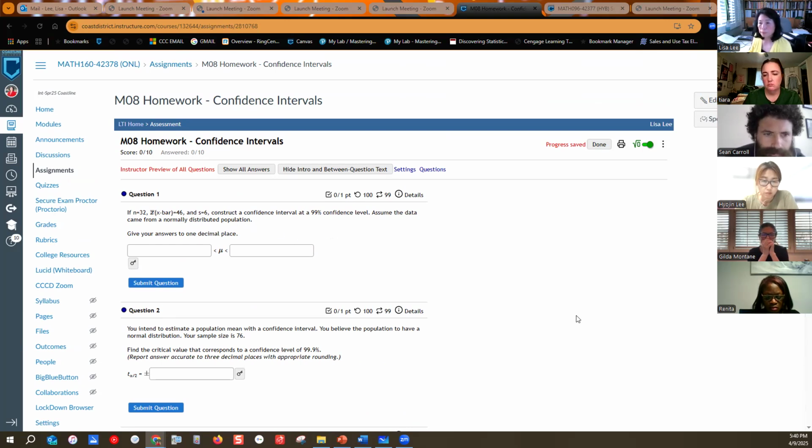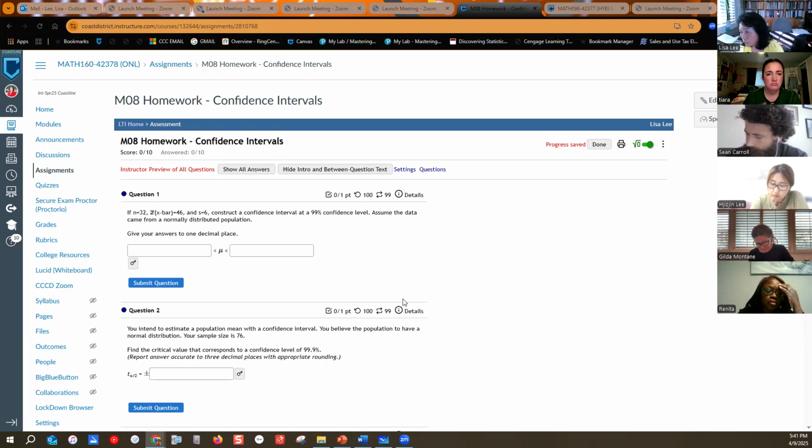For the population mean, you have to be careful about one thing: whether the population standard deviation is given or not. Like question 1, when you read the problem, it says sample size 32, sample mean 46, and small s equals 6. When you see the small s, that means we only have the sample standard deviation. We do not have the whole population. Okay.